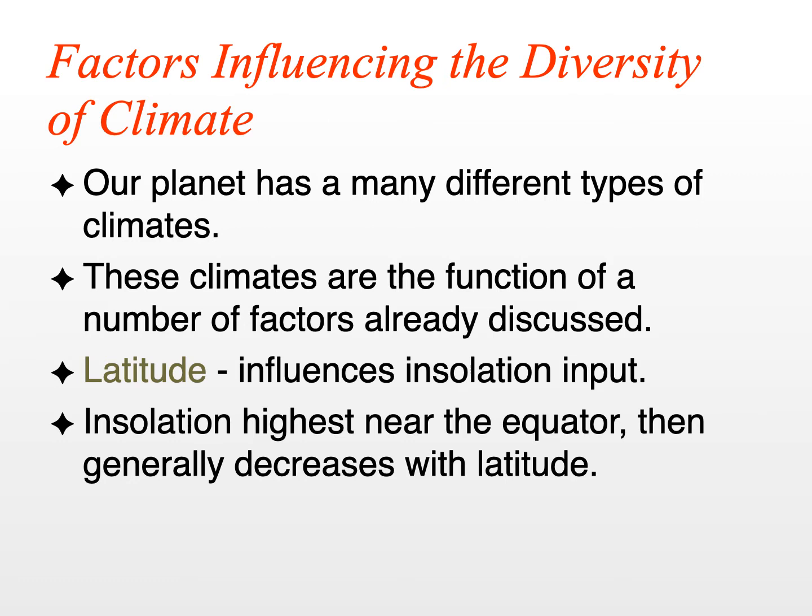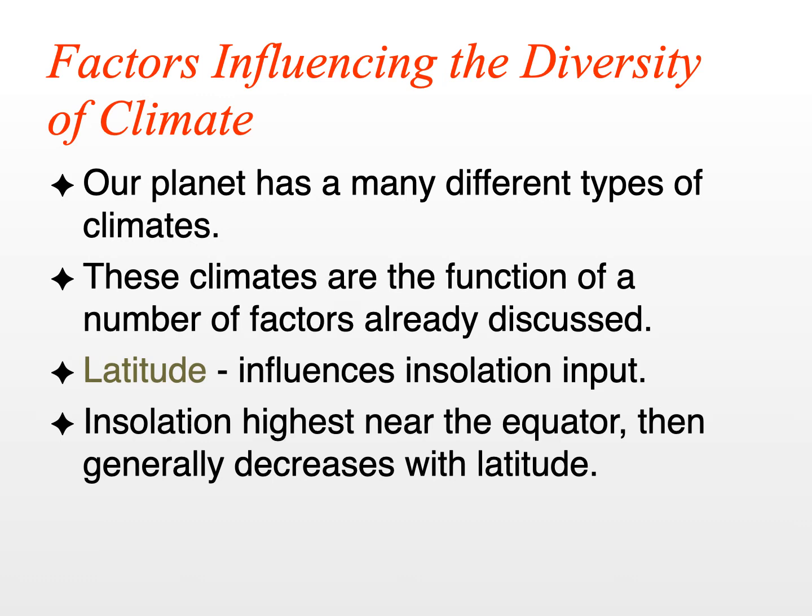Anyways, so the number one factor influencing the climate at a location is latitude. And latitude influences several different things. Latitude influences the amount of insolation that is received at a location, which influences temperature. And we know that insolation input from the sun varies seasonally as we move away from the equator to higher latitudes. But latitude also influences whether a location receives precipitation. It also influences the types of winds that may occur at a location.